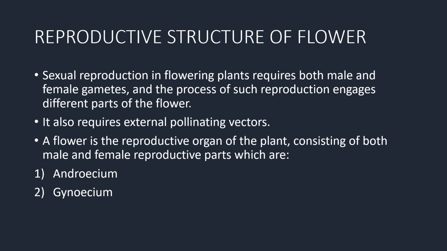Sexual reproduction in flowering plants requires both male and female gametes, and the process of such reproduction engages different parts of the flower. It also requires external pollinating vectors. A flower is a reproductive organ of the plant consisting of both male and female reproductive parts, which are androecium and gynoecium.